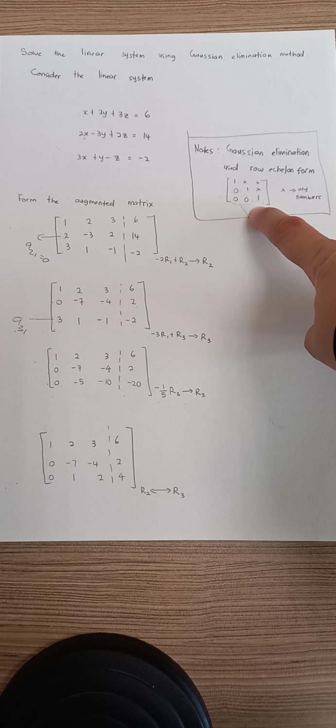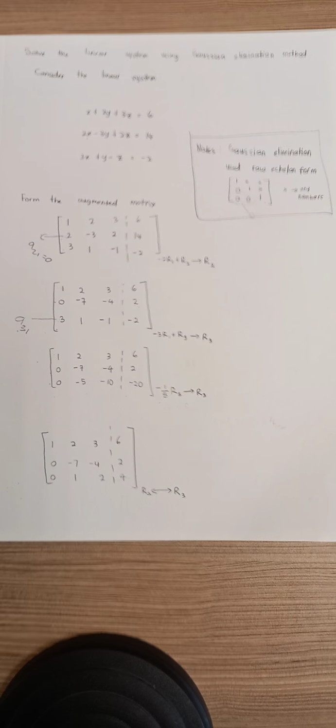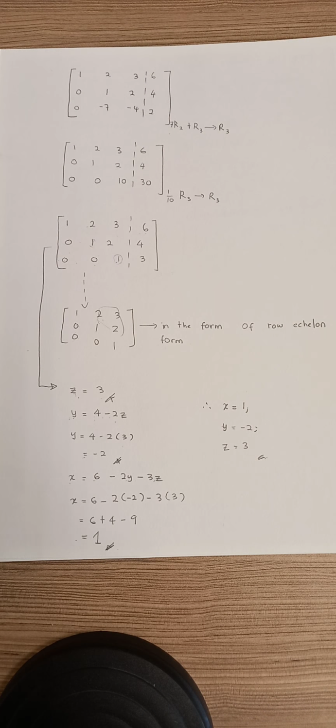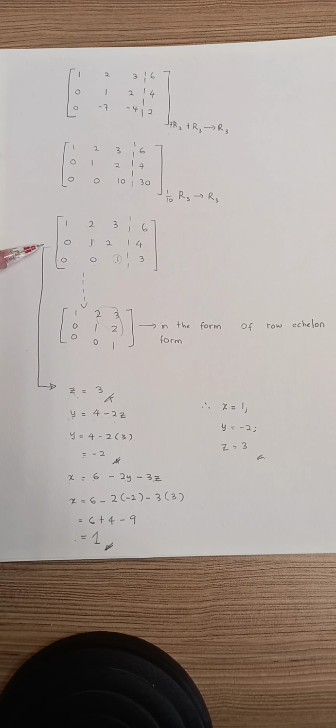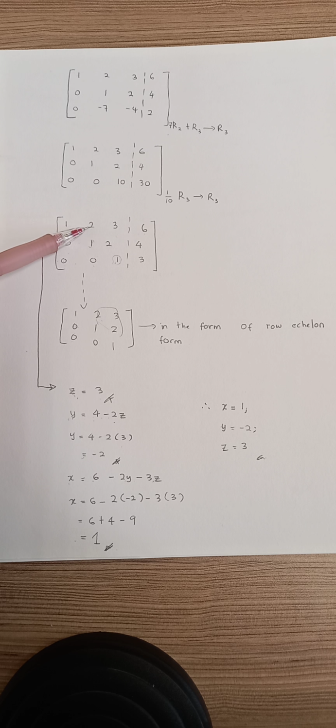The last matrix must be in this kind of form. We must make sure it will be like row echelon form. It must be like this one. See, the diagonal is number 1, the upper triangular is any numbers, and the lower triangular is all 0 numbers.